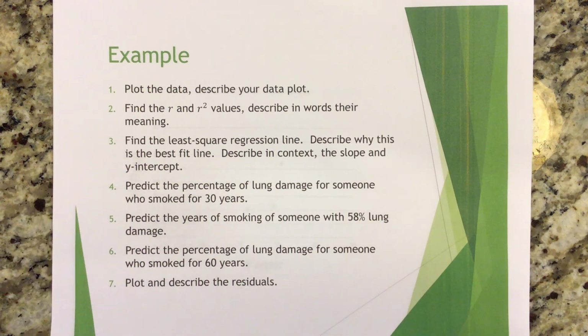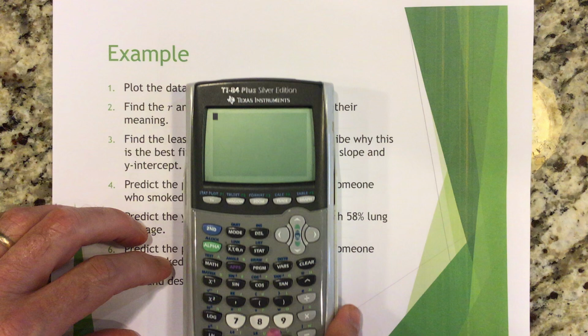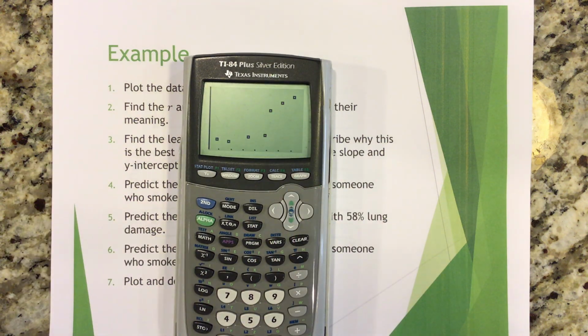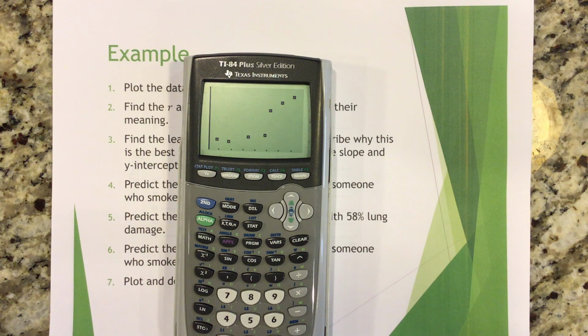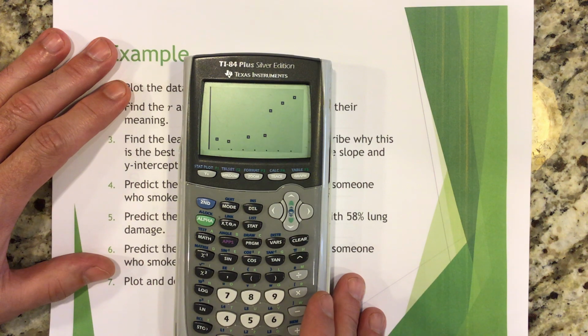All right, so step one, let's just graph it. So your graph should look something like that. It's not a ton of data, so it's really hard to tell, is it linear, is it curved? Hard to tell for sure. But I think we can all agree there's definitely a positive association, right? As a person spends more years smoking, we see more damage to their lungs. So it's hard to tell with that small of a data set if it's linear or curved, but let's proceed.